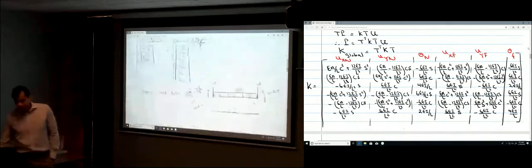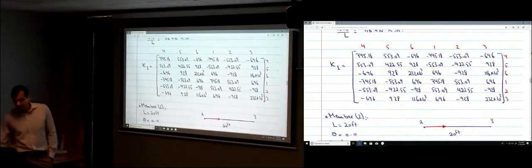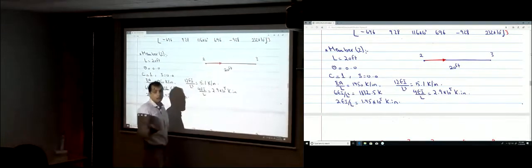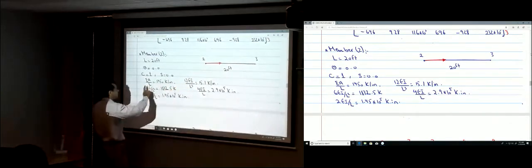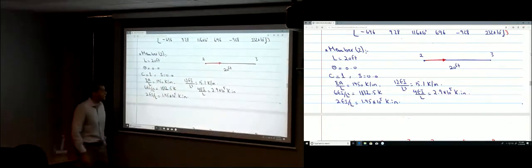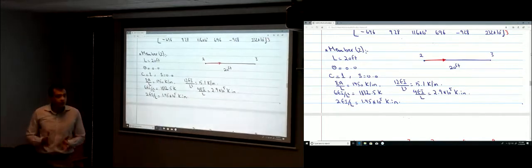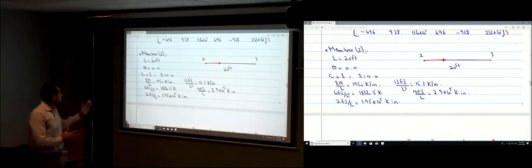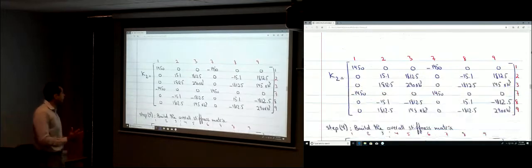Once you find this, you do the same. So those are K1. And then for member 2, member 2 starts from node 2 and ends at node 3. So the angle theta is 0. Again, you find EA over L, 12 EI divided by L cubed, 6 EI divided by L squared, 2 EI divided by L, 4 EI divided by L, and substitute those numbers into the matrix. Cosine theta is 1, because theta is 0. Sine theta is 0. So you substitute those numbers and you get K2. That's K2 for member 2.